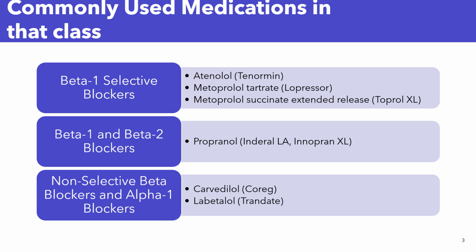And beta 1 and beta 2 blockers, so the non-selective beta blockers. For example, we have propranolol or brand name Inderal or Innopran. Non-selective beta blockers and alpha 1 blockers. Examples are carvedilol or brand name Coreg, labetalol or brand name Trandate.